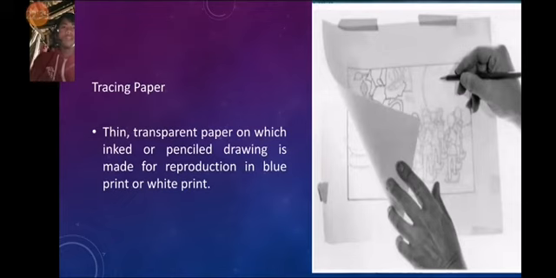then tracing paper. Ano ba tong tracing paper na ito? Tracing paper is a thin, transparent paper on which ink or pencil drawing is made for reproduction in a blueprint or white print. I first encountered this kind of paper, the tracing paper, and I think it is used in the 2D or 3D animation process.